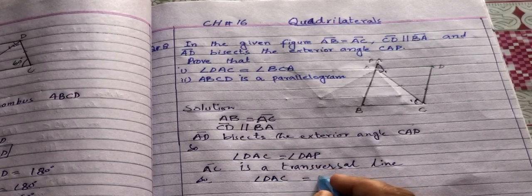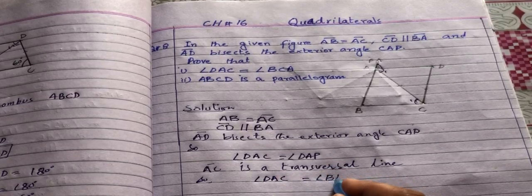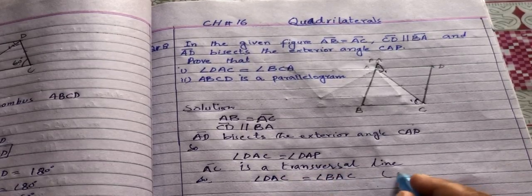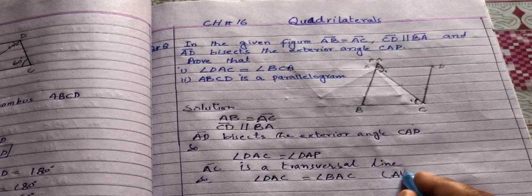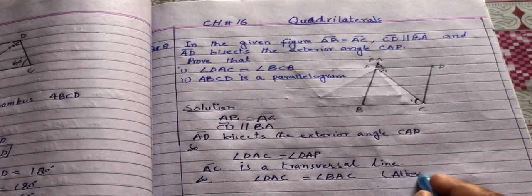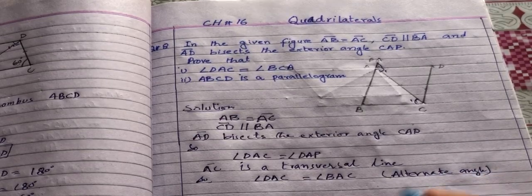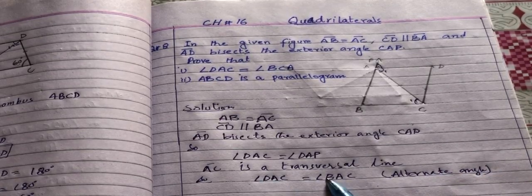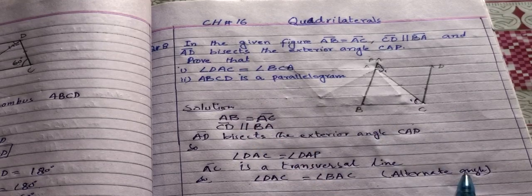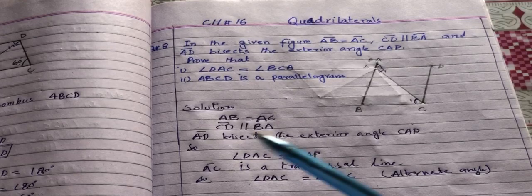So DAC is equal to angle BAC. Reason is alternate angles. So these two angles are equal to each other because they are alternate angles, and we have proved that angle DAC is equal to BAC.